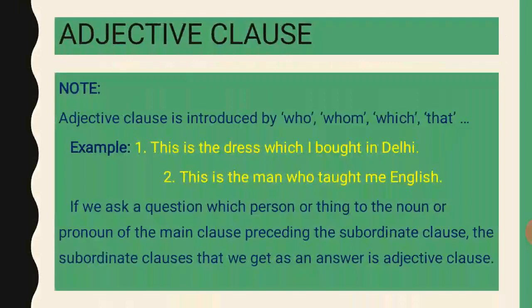So here we have to note a point. It is very important. Notice that point. If we ask a question which person or thing to the noun or pronoun of the main clause preceding the subordinate clause, that we get as answer is the adjective clause.